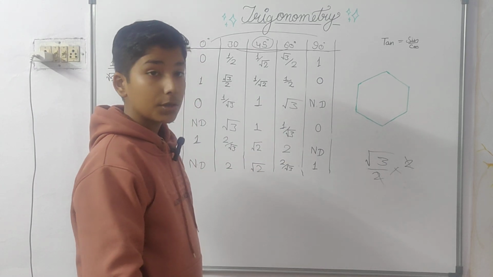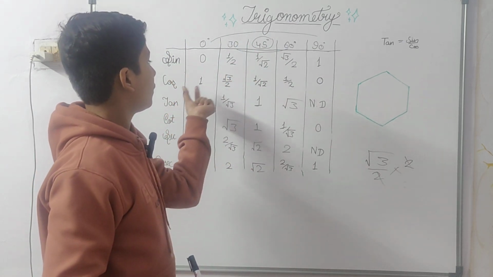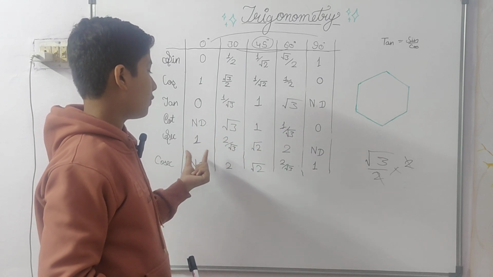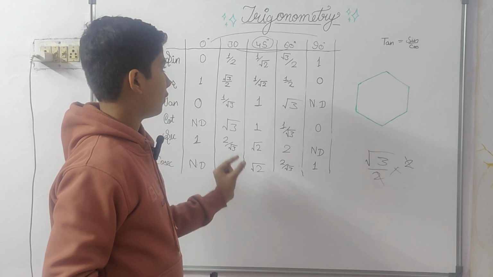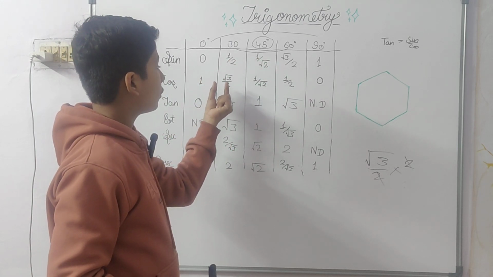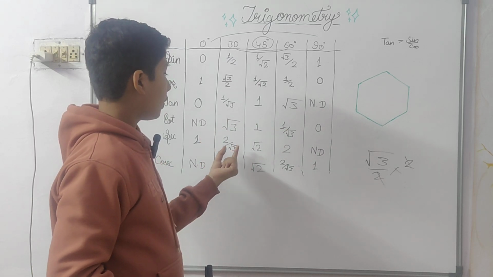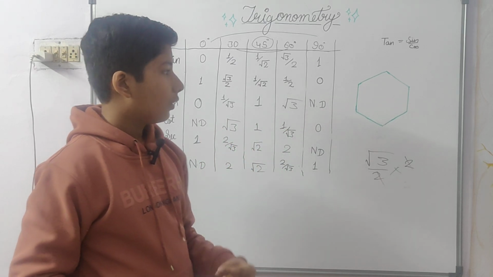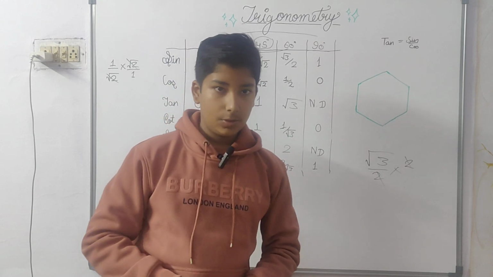Okay. Now the whole trigonometry table, firstly 0, then 45, then 30, 60. 0 to 1, 1 to 0, 0 to ND, ND to 0, 1 to ND, ND to 1. 1 by root 2, 1 by root 2, 1, 1, root 2, root 2. 1 by 2, root 3 by 2, root 3 by 2, 1 by 2, 1 by root 3, root 3, root 3, 1 by root 3, 2 by root 3, 2, 2, 2 by root 3. Okay, I've explained it in short, or otherwise you can watch the video.